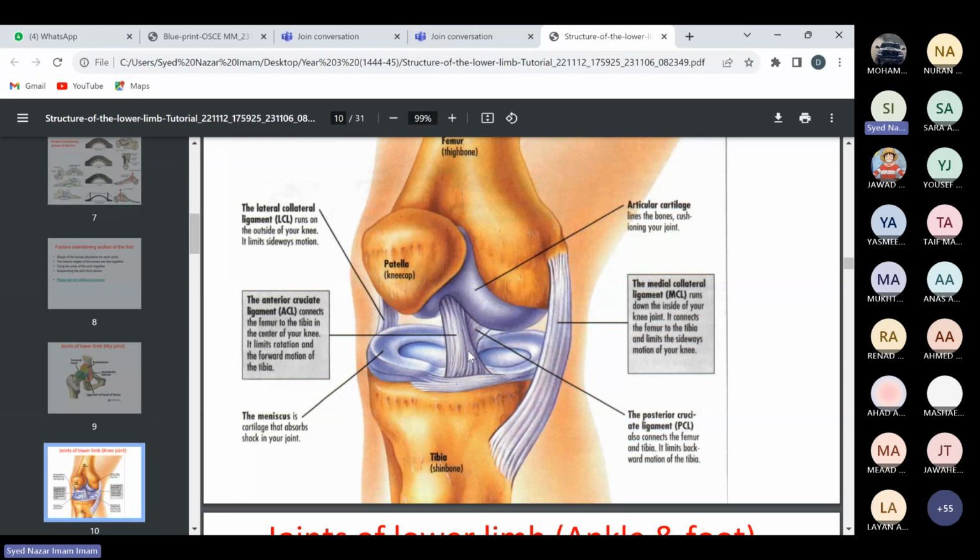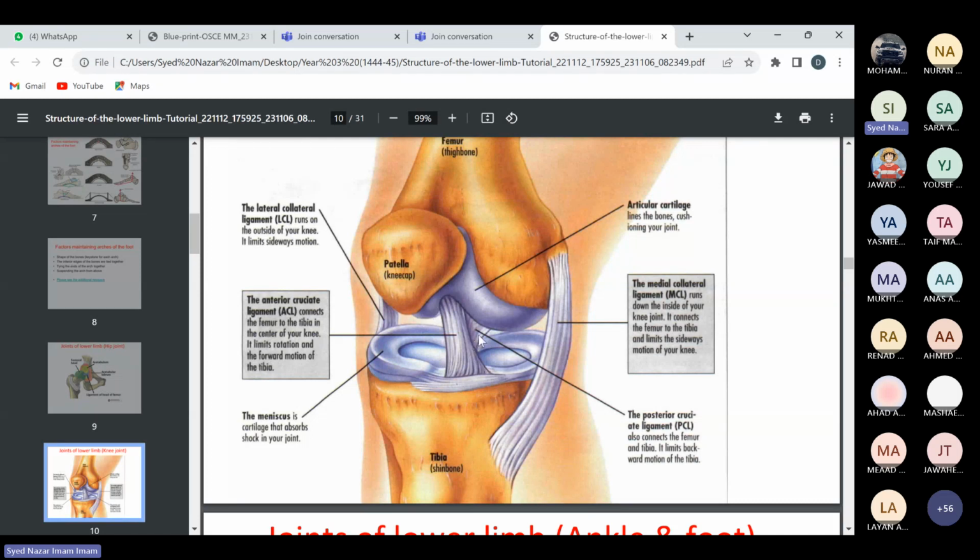The anterior cruciate ligament is attached to the anterior part of the intercondylar area of the tibia, and the posterior cruciate ligament is attached to the posterior part of the intercondylar area. So the names anterior and posterior are based on their attachment on the tibia. We call anterior as anterior because it is attached to the anterior part of the tibia, and posterior as posterior because it is attached to the posterior part of the tibia. If you follow the anterior cruciate ligament, it is passing from anterior to posterior, and it is attached to the medial surface of the lateral condyle of the femur.